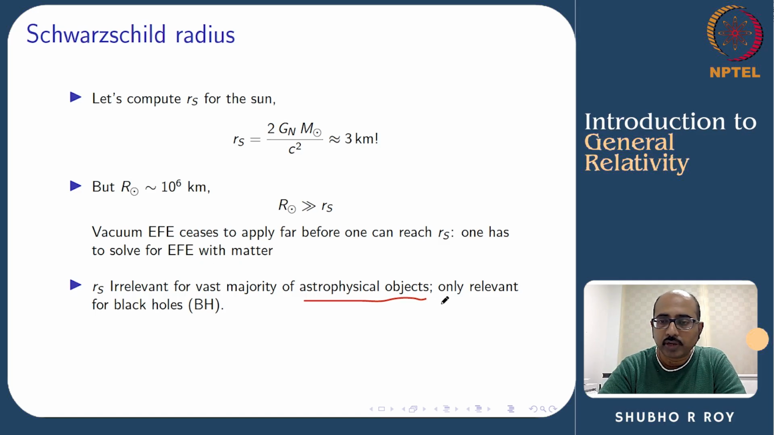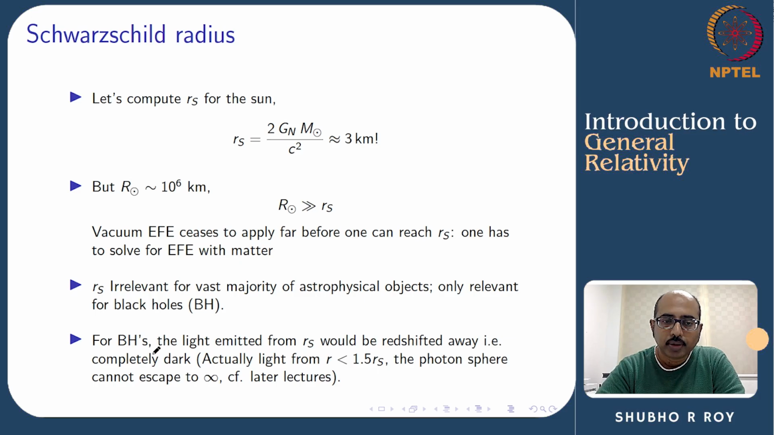So the only relevant astrophysical objects for which the Schwarzschild radius has some meaning, and it is meaningful to discuss, are black holes, because the radius of the black hole will be smaller than the Schwarzschild radius itself. For black holes, of course, the light which is emitted from the Schwarzschild radius will be redshifted to zero frequency. We know that because it is a point at which G00 goes to 0. So it will have an infinite amount of redshift, that is, completely dark.